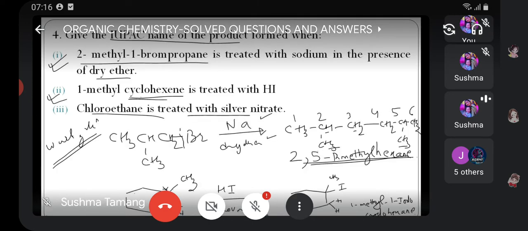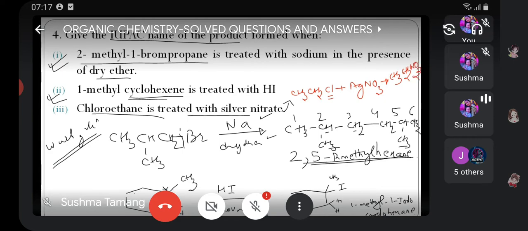Chloroethane. Okay, now what is chloroethane? Let me draw it here. Okay, chloroethane. What is chloroethane? CH3, CH2, Cl. So what is it treated with? AgNO3, silver nitrate. So what you are going to get is that your Cl will get replaced by NO3. So you are going to get here CH3, CH2 and NO3.